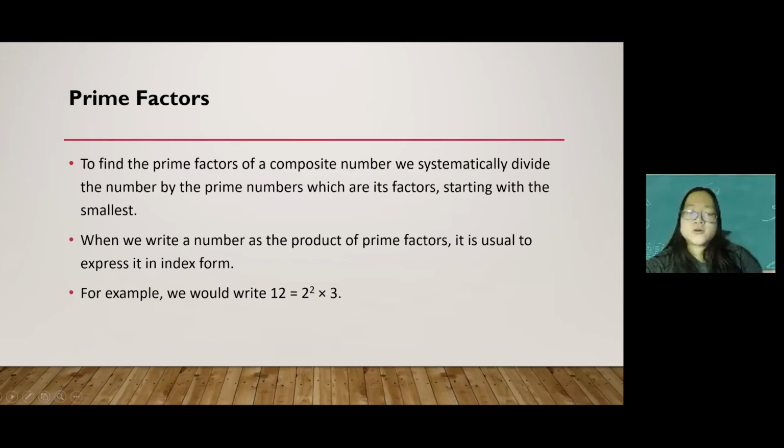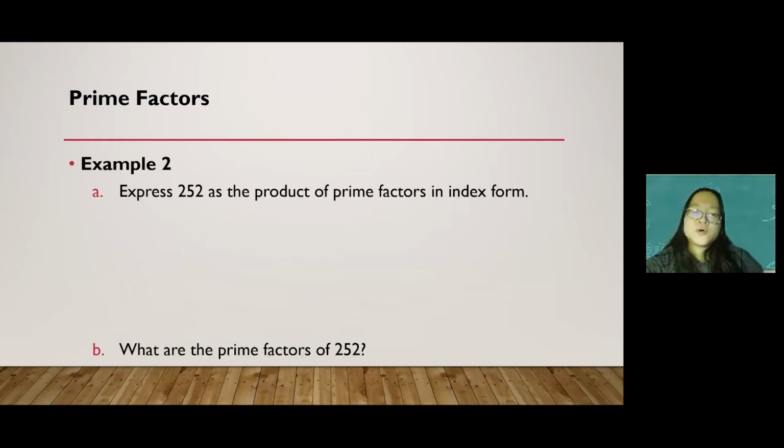Now I'm going to show you how to express a number as the product of its prime factors. There are usually 2 ways to do this. The textbook uses what's called the ladder method, but I prefer the tree diagram method. It's up to you what you want to do, and I will show you how to do both.